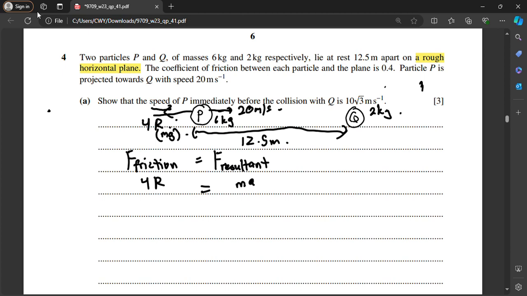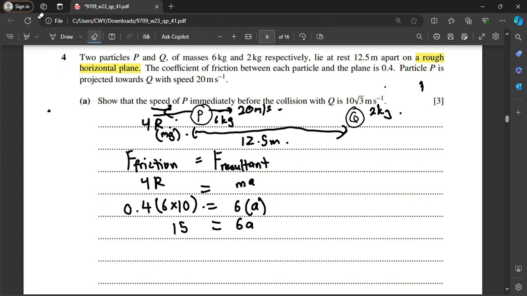So you sub in the values. We have 6 kg because it wants P. We don't know the a. We have the coefficient of friction, 0.4, and we have the R, which is mg, 6 times 10. From here you just simplify, and you'll get 15 is equal to 6a, is it? Wait, 0.4 times 6 times 10 should be 24, right? Okay, never mind. What I'm going to do, since I can multiply this, I can just cancel the 6 out. Okay, yeah, I can do it like this.